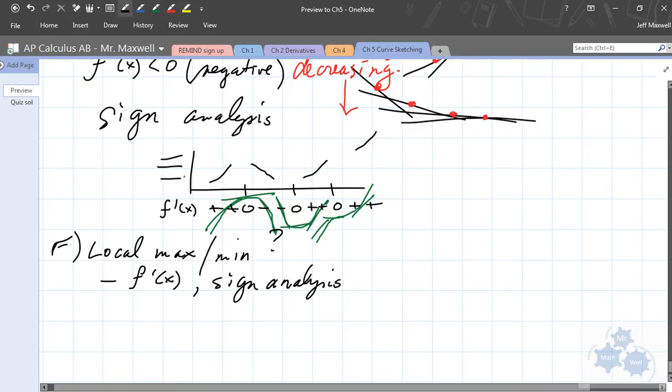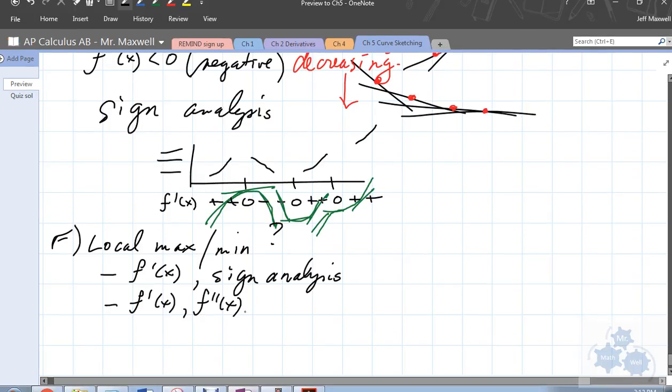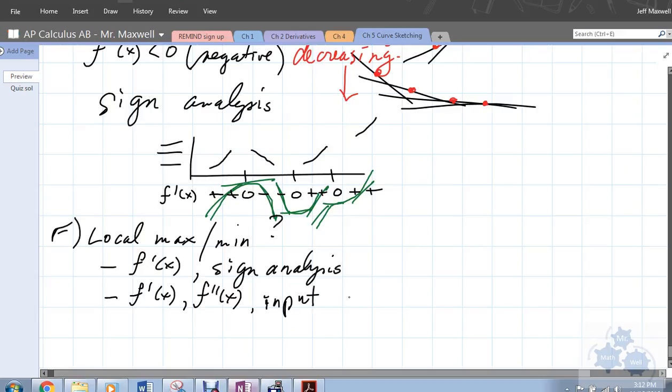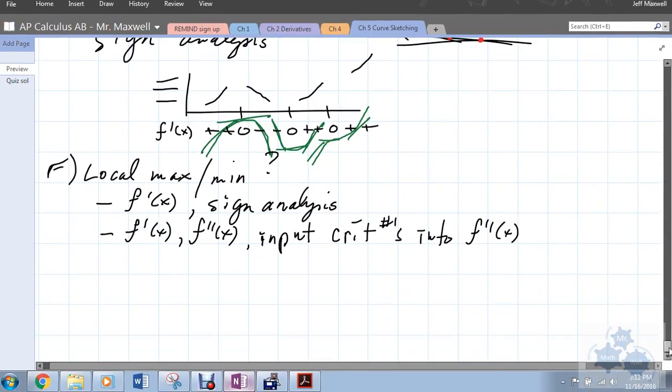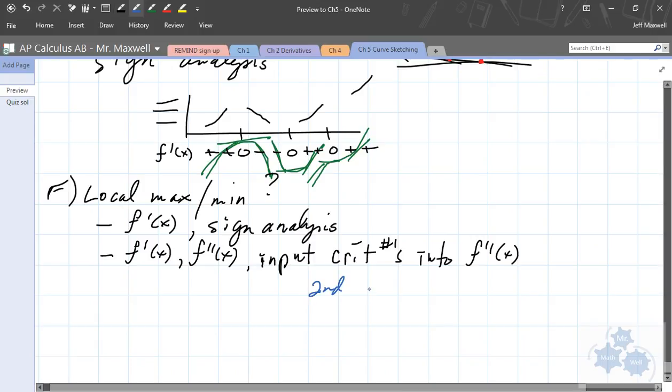The other thing you can do, if you didn't do sign analysis in E, is find the first derivative, find the second derivative, and input the critical numbers into the second derivative. So this is the second derivative test that we just finished doing in the previous section, right? And I'll just make a note of that there. Second derivative test.